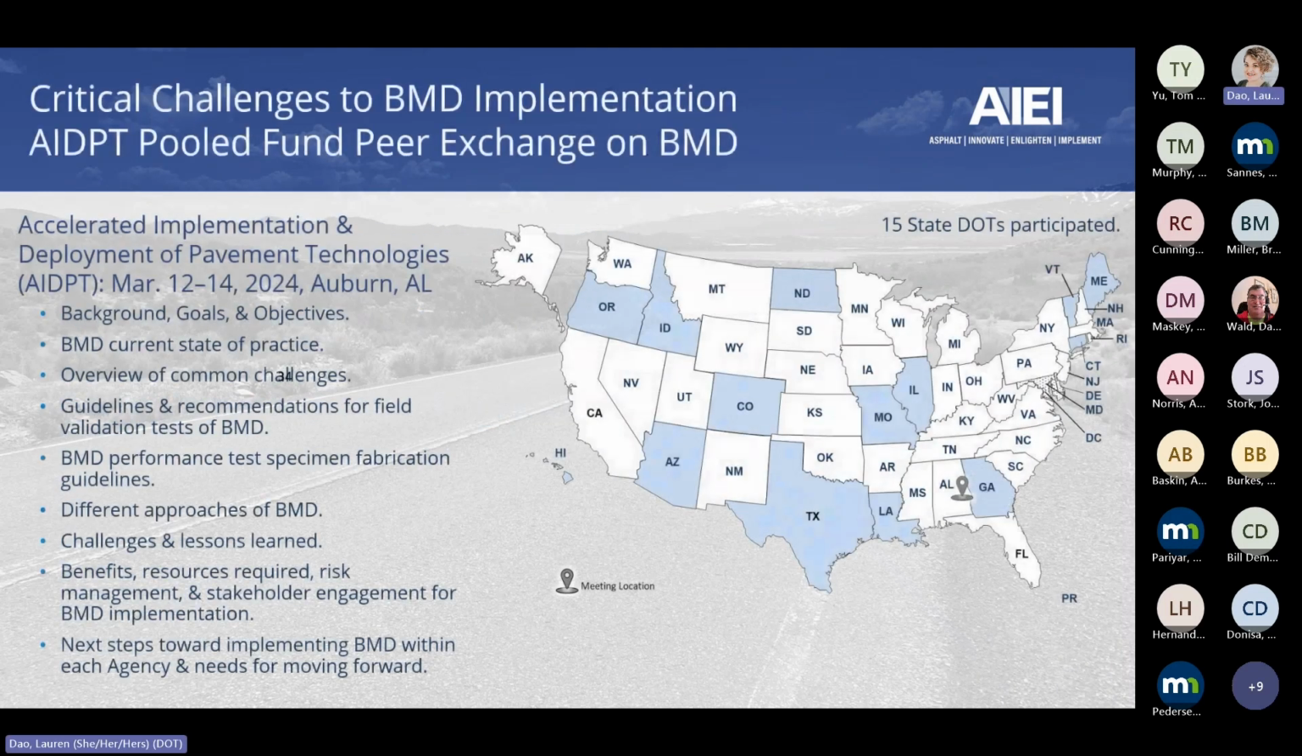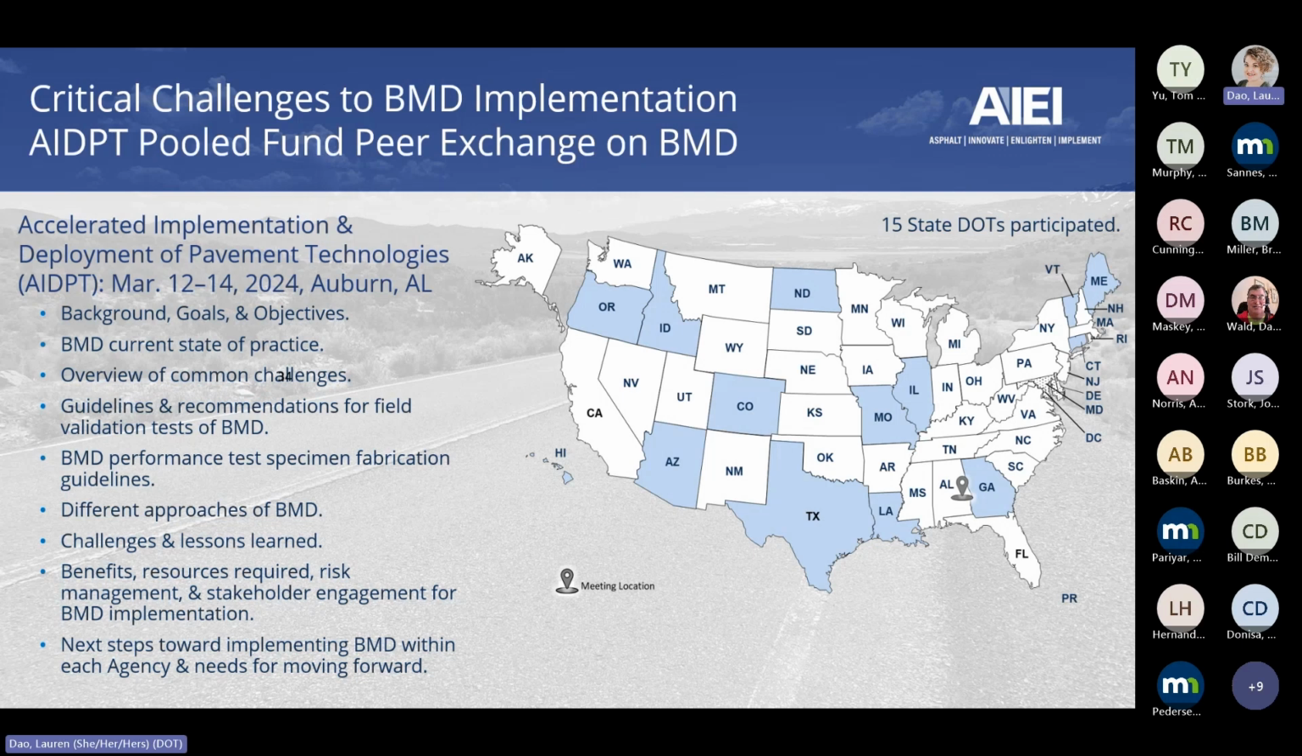So with that, recently, back in March, there was also another peer exchange as part of the Accelerated Implementation and Deployment of Pavement Technologies program. It's a pooled fund program. And the states that were participating based on the balanced mix design came all together, so 15 different states, and met at the NCAT facility.